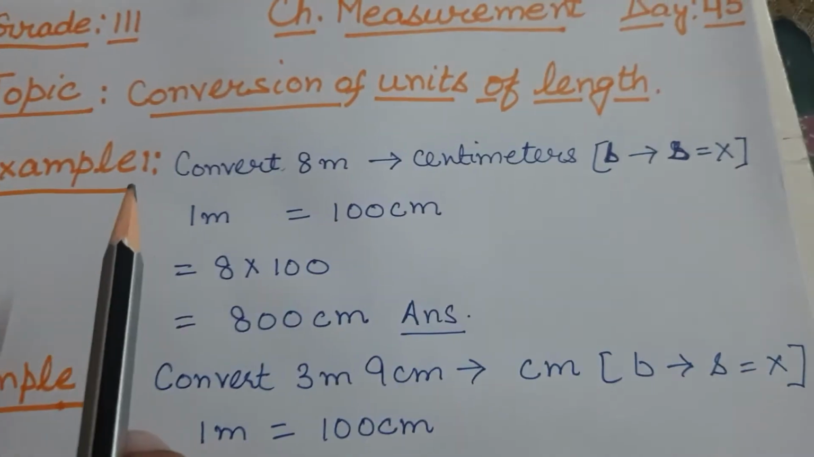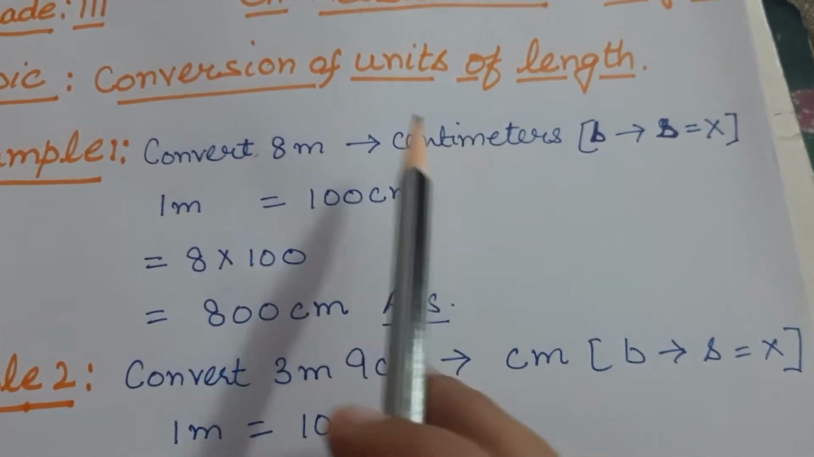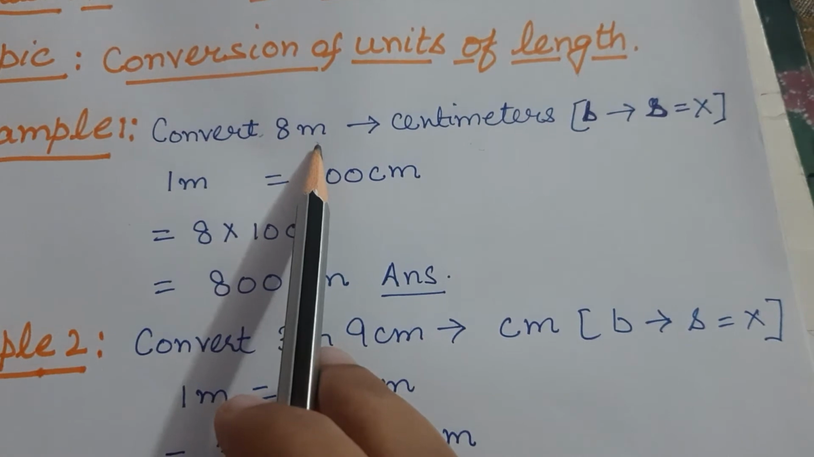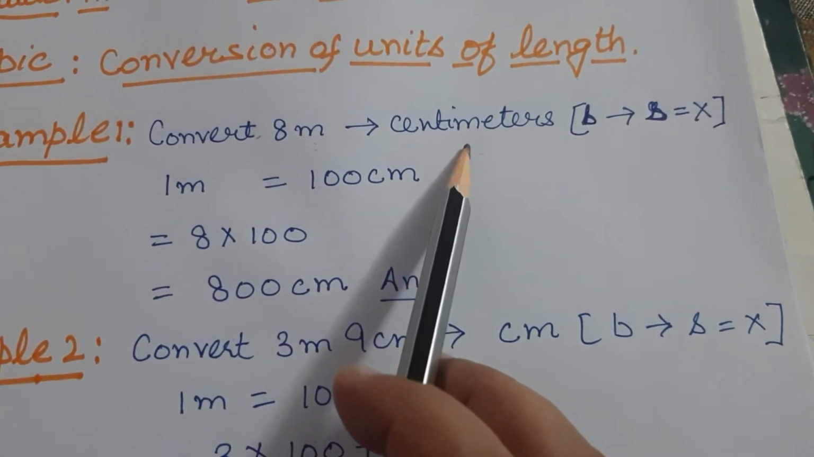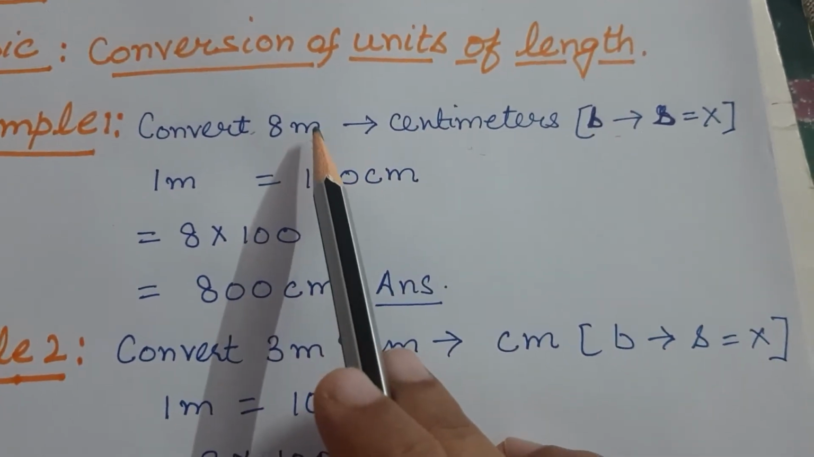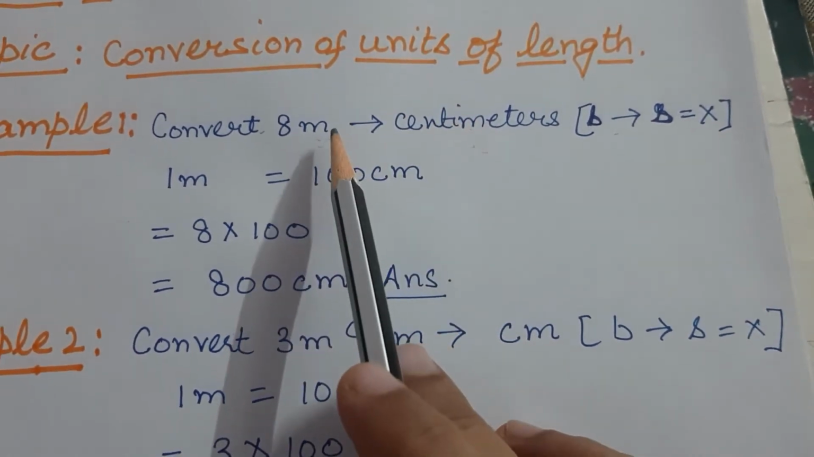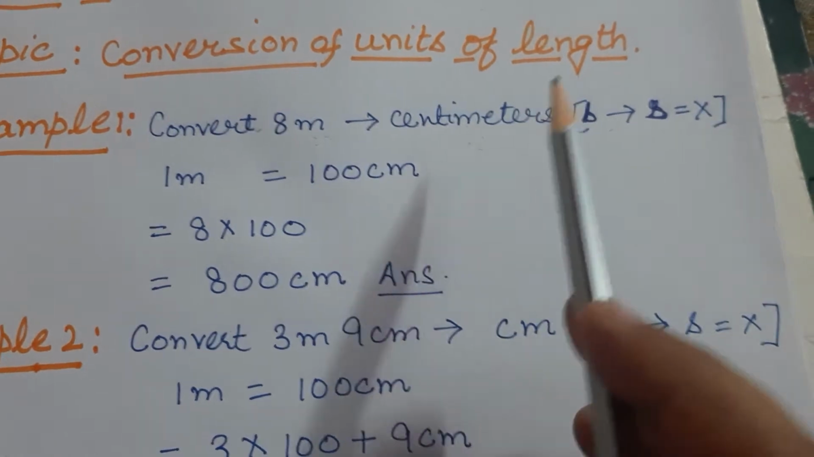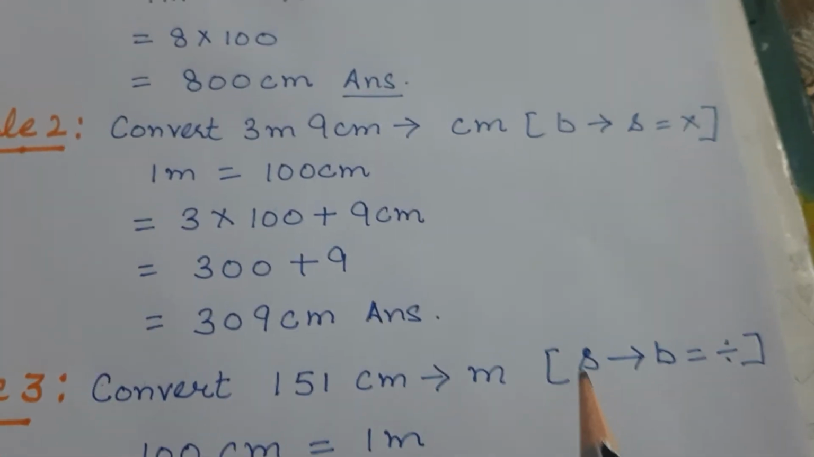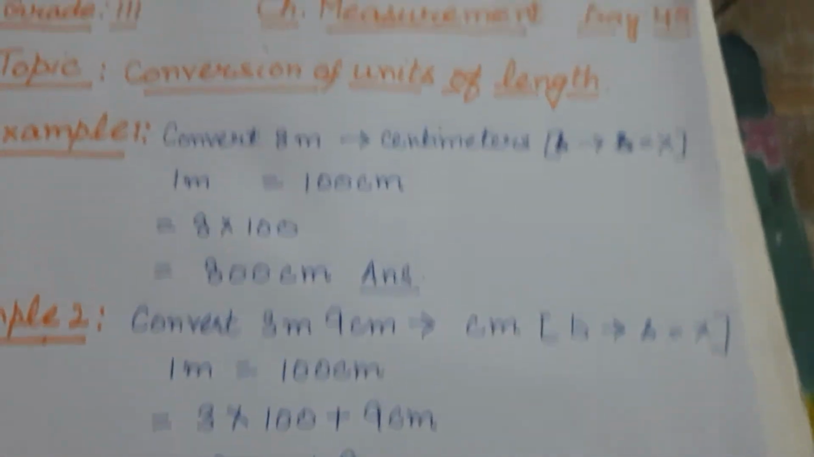So I'm taking an example here: convert 8 meters into centimeters. Now you all know meter is bigger than centimeter. It means meter is the bigger unit and centimeter is the smaller unit. So first we will mention here that we are converting a bigger unit into a smaller unit. When we convert a bigger unit into a smaller unit, we always multiply. But when we convert a smaller to a bigger unit, we always divide. Remember these two things. Okay.